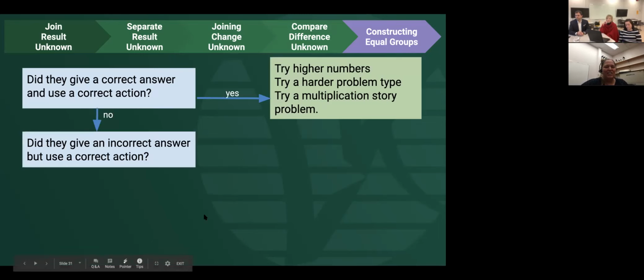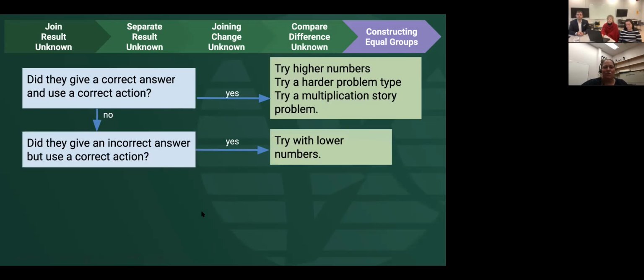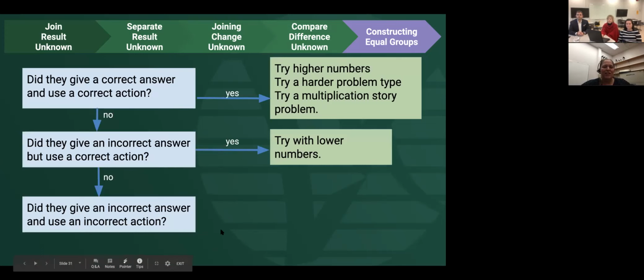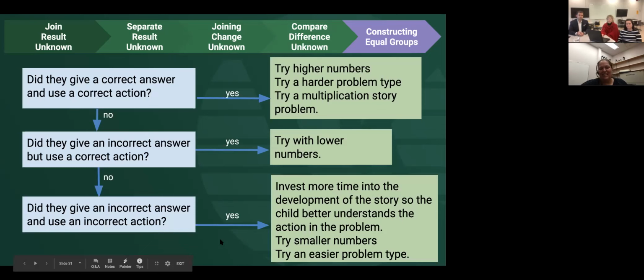If not, did they give an incorrect answer but used the correct action? Did they know they were really trying to join those sets together but just counted incorrectly? So you could try that with lower numbers. And if not, did they give an incorrect answer and use an incorrect action? Then maybe they did that, and so then a little bit more investment into the story. So these are all very similar each time. Try some smaller numbers, try an easier problem type.